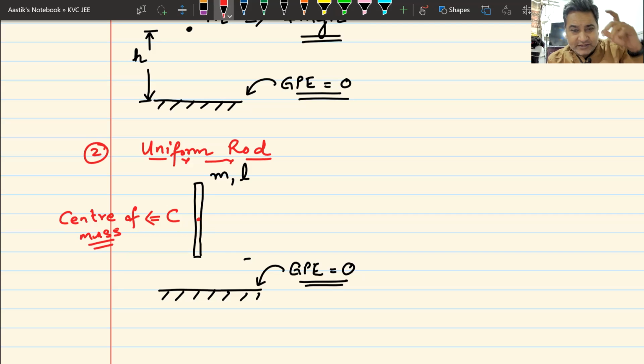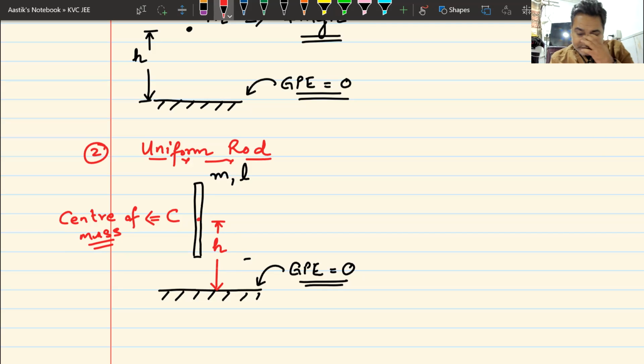I should know the height of the center of mass from ground. But since we don't know this term, center of mass, up till now, just take it to be the center of the rod. So I'm giving you where the center of the rod is, and I'm also giving you the height of this center of the rod. Let us say that height is h.